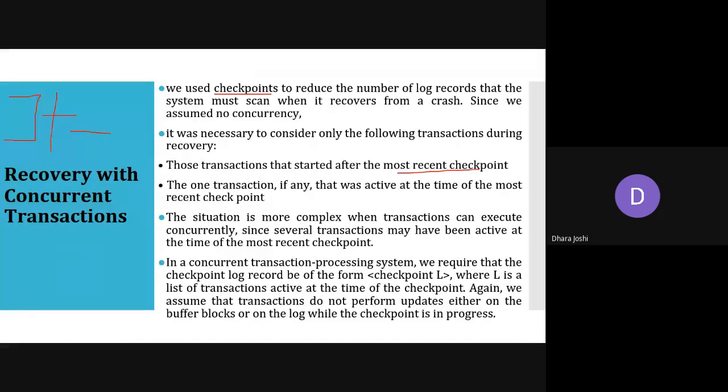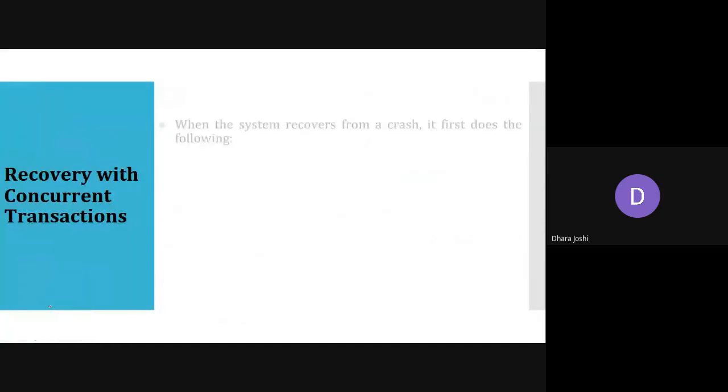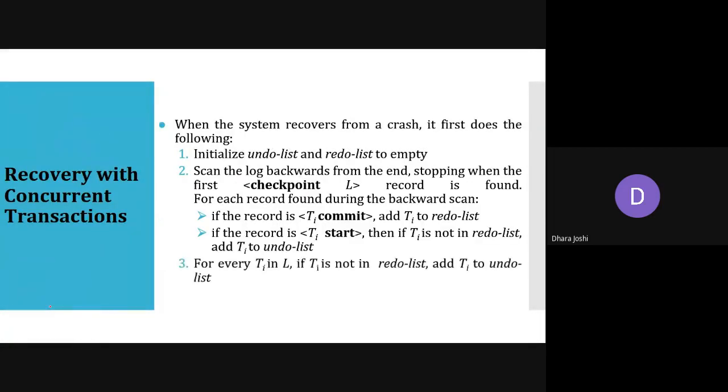And we make a log record of the checkpoint, that means a list of transactions which are active at the time of the checkpoint. So we need to consider only those transactions. Then we saw how to do the recovery when we use this checkpoint. We need to identify the operations which are completed. The transactions which are successfully completed, we call them committed.